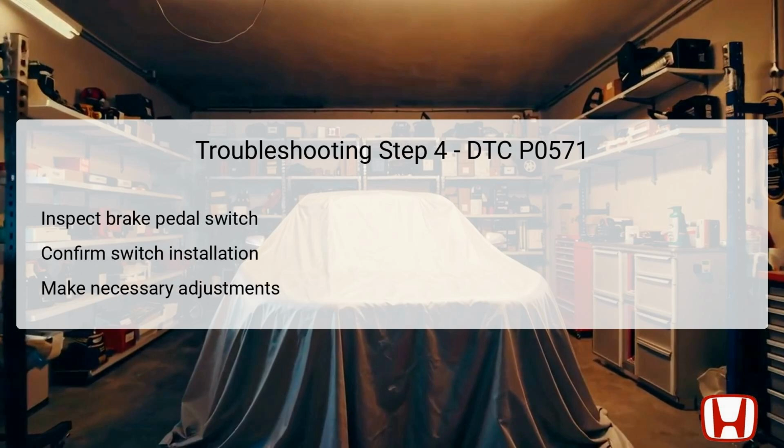In the fourth troubleshooting step, attention turns to the brake pedal position switch itself. Begin by inspecting the switch for any signs of damage or improper installation, as these factors can contribute to malfunction. Reinstalling the switch correctly is critical. An incorrect position can lead to inconsistent readings sent to the PCM.